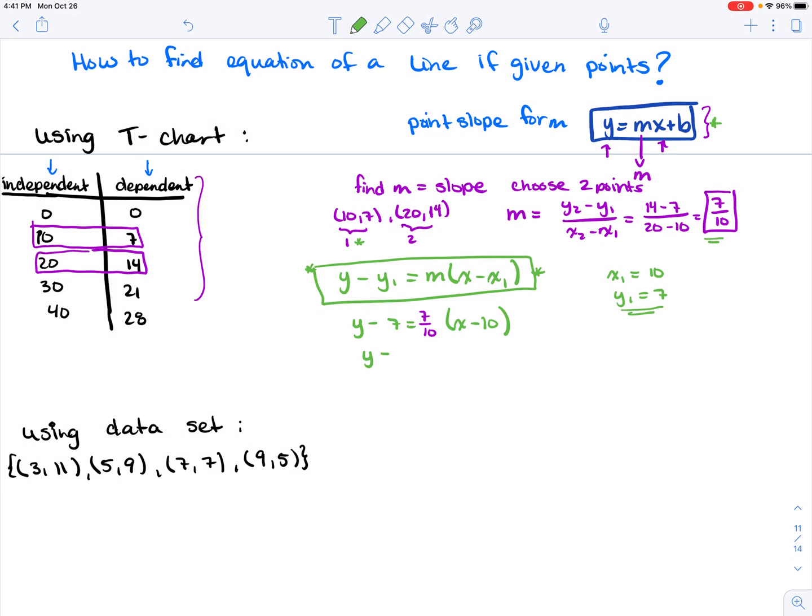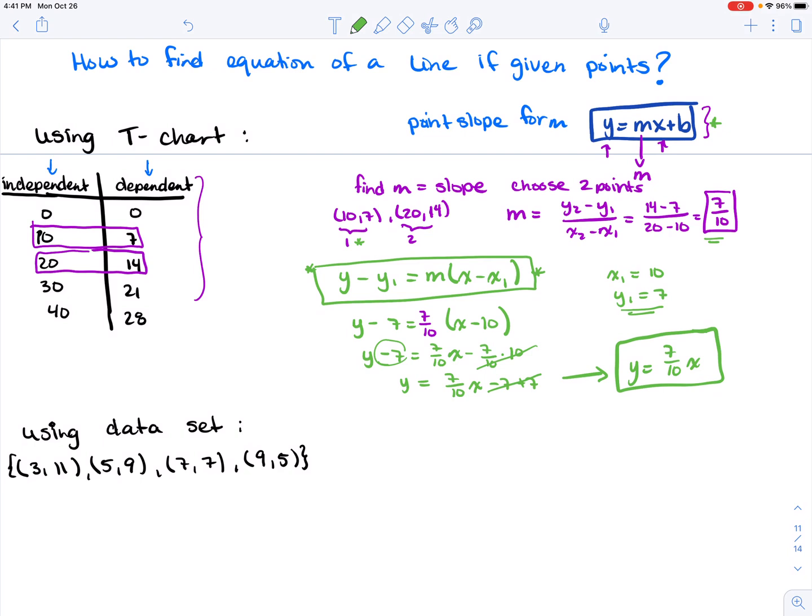So I have y minus 7 equals 7 over 10x minus 7 over 10 times 10. So I can get rid of those. And then I can deal with my 7 here, so that means I have to add 7 to both sides. So y equals 7 over 10x minus 7 plus 7, and again, those cancel out. So that means my equation is y equals 7 over 10x.